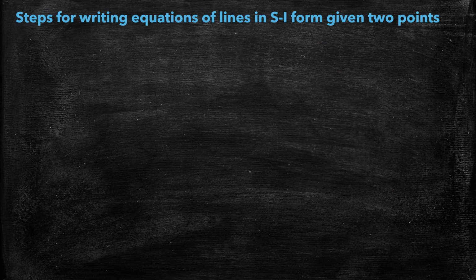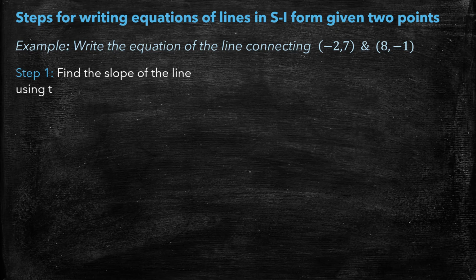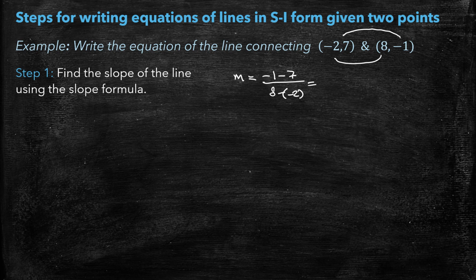So let's begin with an example to lay out the steps for this very important skill of being able to write equations of lines in slope-intercept form. So step 1, as we know, is to find the slope of the line. And so if we use the slope formula, let's bypass writing the formula out and just go straight to subtract the y-coordinates over subtract the x-coordinates. We get -8 over 10, which simplifies to -4/5.